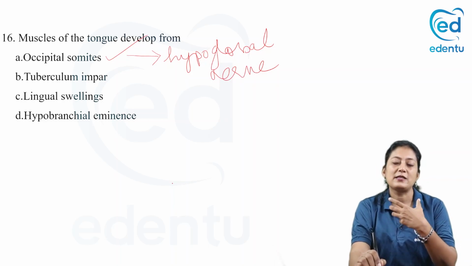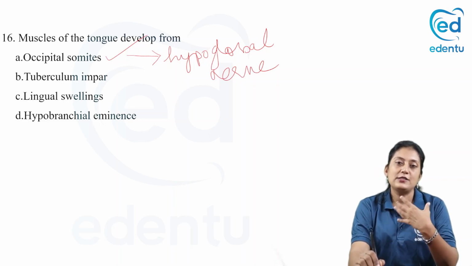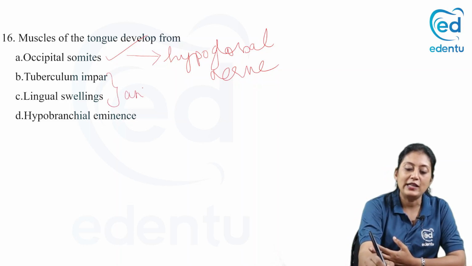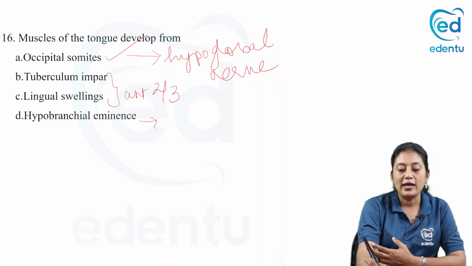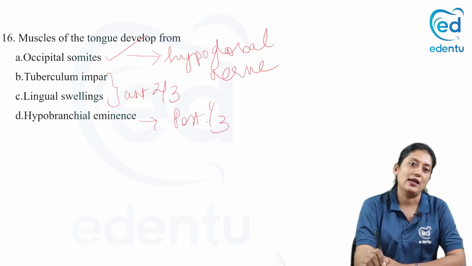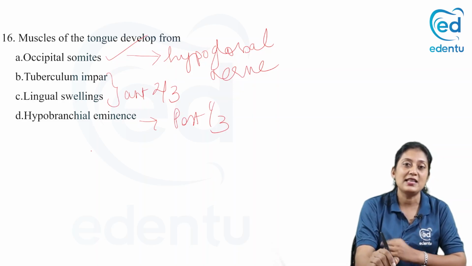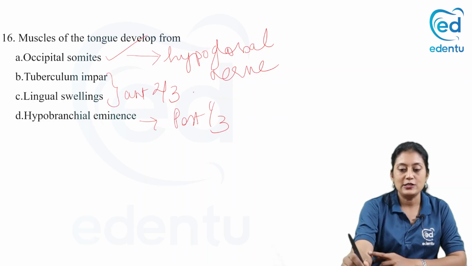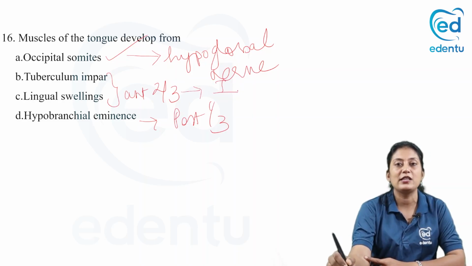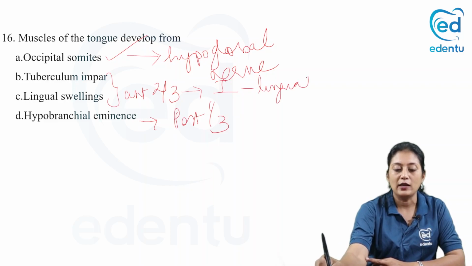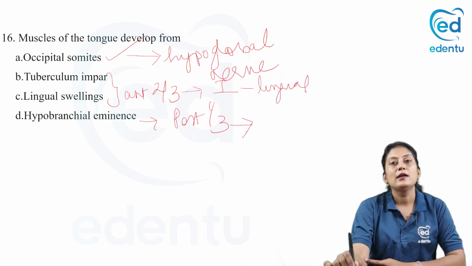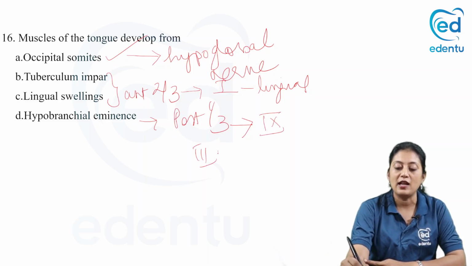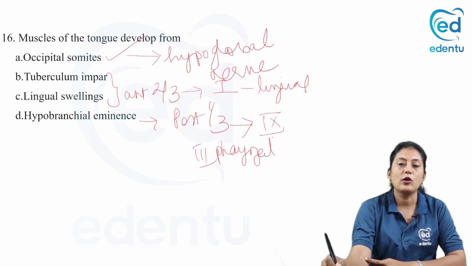Whereas the main substance of the tongue, mucosa of the tongue, is formed from lingual swellings, tuberculum impar. These two are forming the anterior 2/3 of the tongue, whereas hypobranchial eminence forms the posterior 1/3 of the tongue. These are all formed by the substance of the tongue, whereas the muscles of the tongue are actually formed by occipital somites. That is why the anterior 2/3 is formed from the first pharyngeal arch and the nerve supply is the lingual nerve. Whereas the posterior 1/3 is the glossopharyngeal nerve, 9th cranial nerve, because it is developed from the 3rd pharyngeal arch. That is why it is supplied by the glossopharyngeal nerve.